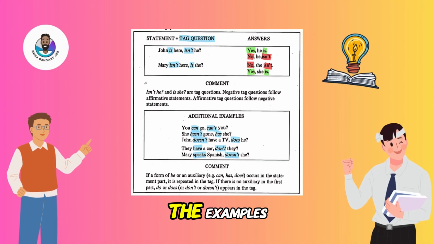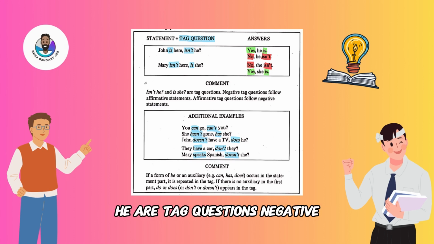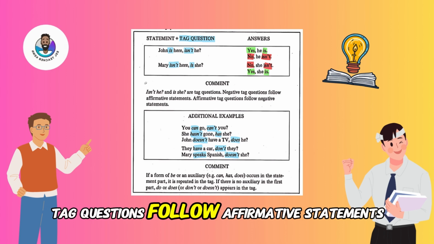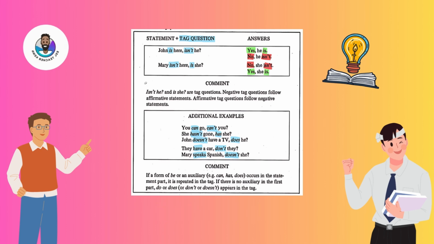As we can see in the examples, both isn't he and is he are tag questions. Negative tag questions follow affirmative statements, as in the first example. Repeat after me. John is here, isn't he? The answer is yes, he is, or no, he isn't.